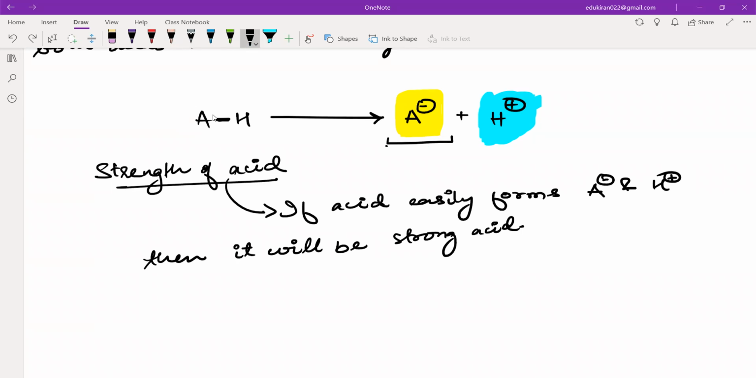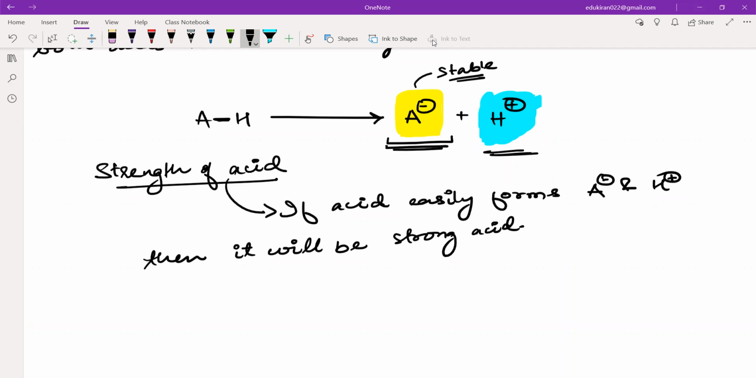But if A negative is stable, then it will not bother the H plus ion. It will let it loose, and we will get more and more H plus ions. So now you tell me, which is more favorable for a stronger acid? A negative should be stable or not stable? Stable. I think all of you agree, yes or no? Yes, sir.